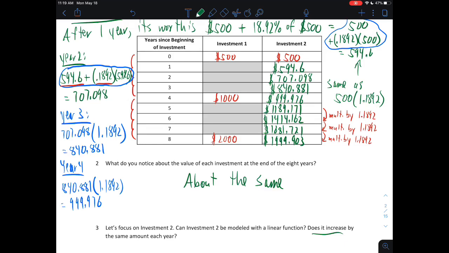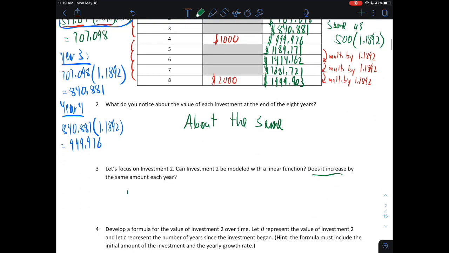When you look at investment 2, at the very beginning we had $500. What did we add? We added $94.60. But now what did we add going from year 1 to year 2? That was over $100. So we didn't add the same amount. So no, we do not add the same dollar amount.